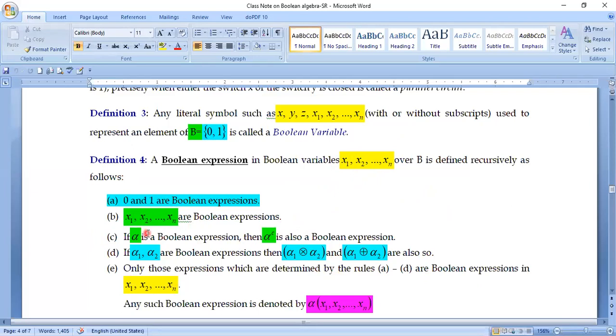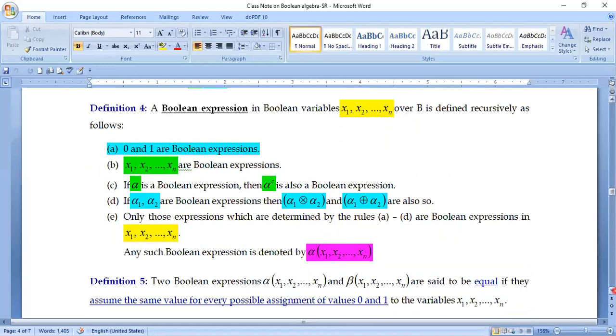As I have numbered these properties from A to D, I have written over here that only those expressions which are determined by the rules defined in A to D are Boolean expressions in terms of x1, x2, ..., xn, the new set of variables, which are called Boolean variables. Any function of these Boolean variables is denoted by alpha of x1, x2, ..., xn. It's called a Boolean expression, or sometimes it is also known as a Boolean function.